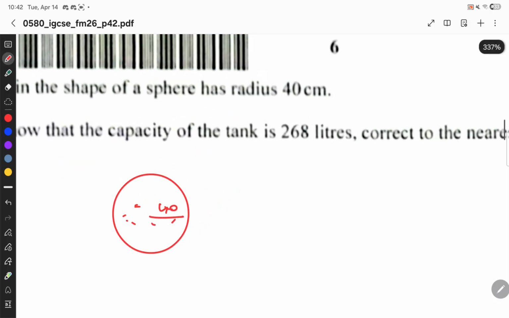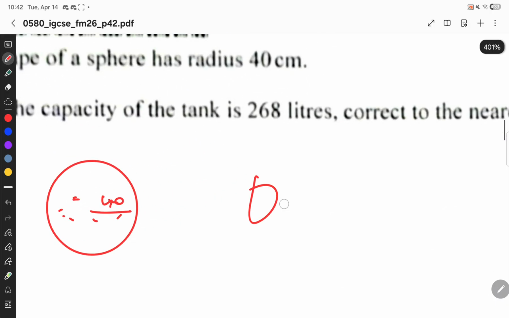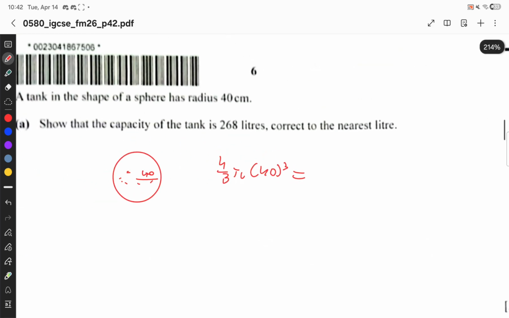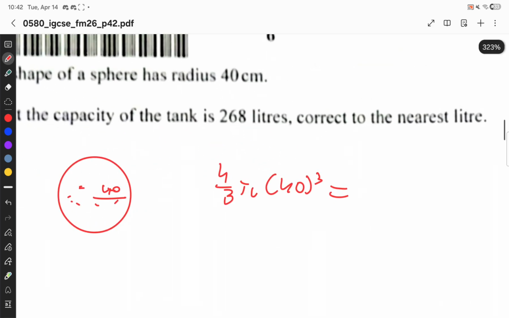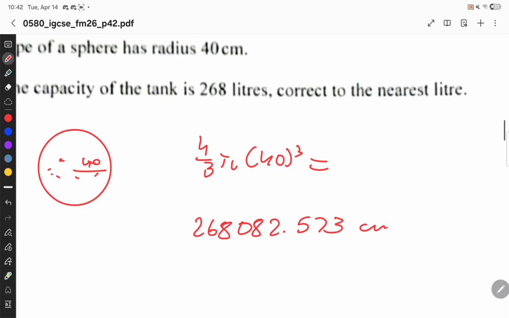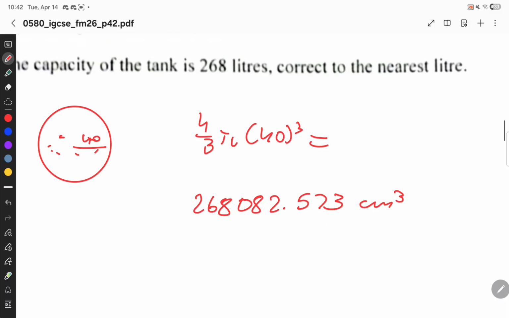What does this mean? It means we are plugging in the formula: 4 over 3 pi r cubed. Pi 40 cubed is equal to 4 over 3 times pi times 40 to the third power, and this is 268,082.573 centimeters cubed. This is in centimeters cubed.